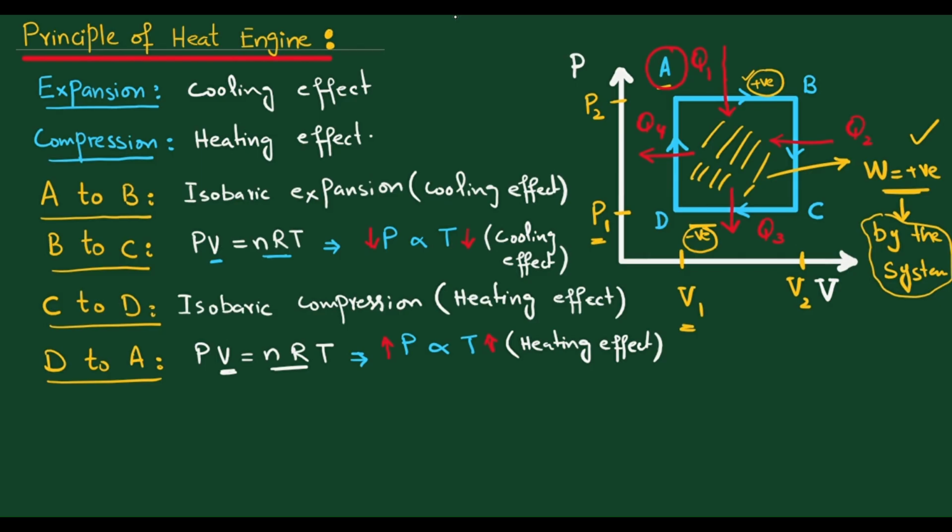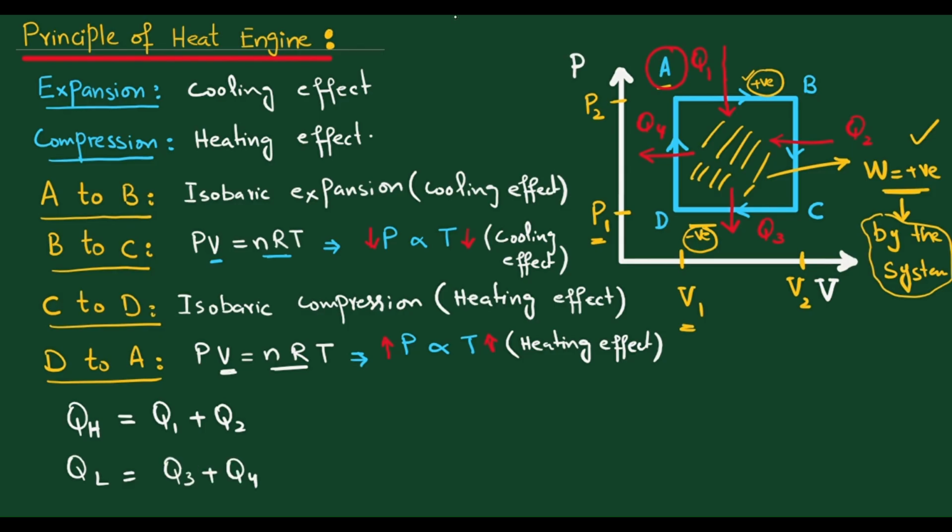In a cyclic process, the net work is done by the system, and we consider that two times heat enters the system and two times heat leaves the system. The total heat entering the system can be written as QH, which is Q1 plus Q2, and the total heat leaving the system can be written as QL, which is equal to Q3 plus Q4.